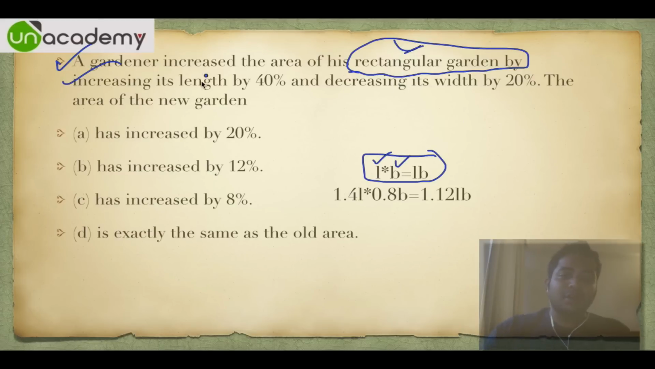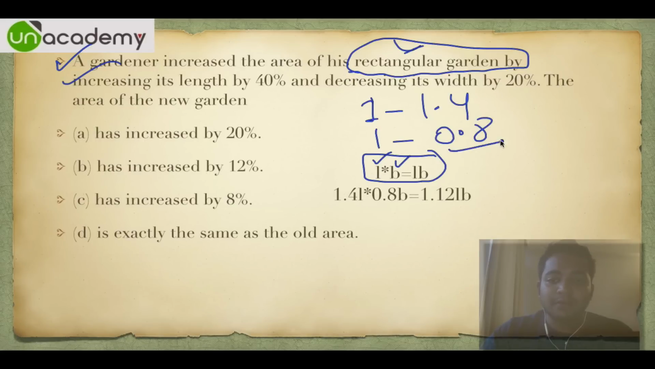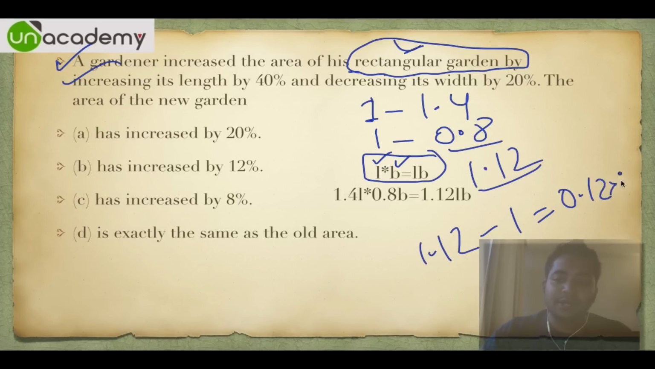Now they increase the length by 40%, so 1 becomes 1.4, and decrease the width by 20%, so 1 becomes 0.8. So you multiply 1.4 by 0.8, and it becomes 1.12. So 1.12 minus 1 equals 0.12, into 100 is the percent, that is a 12% increase in area. It's as simple as that.